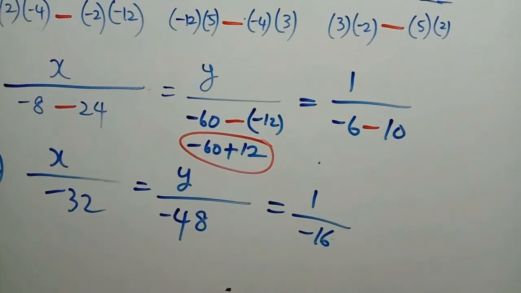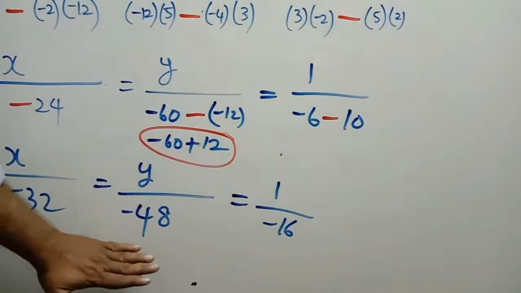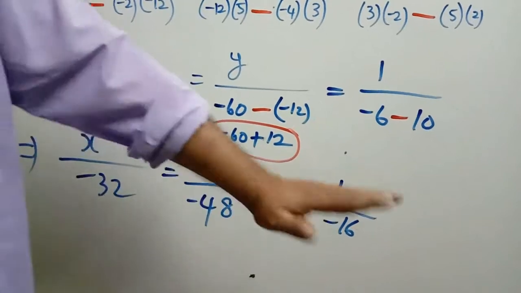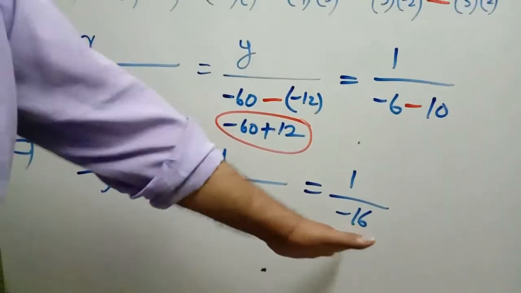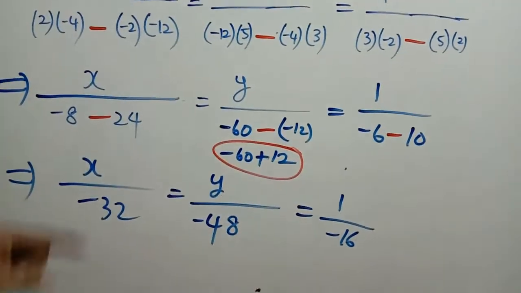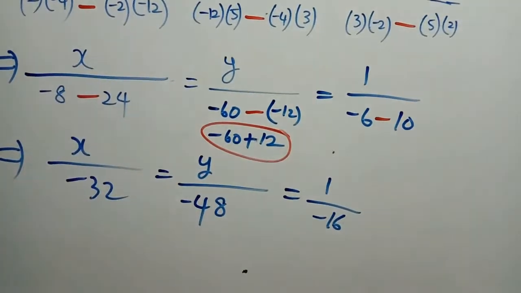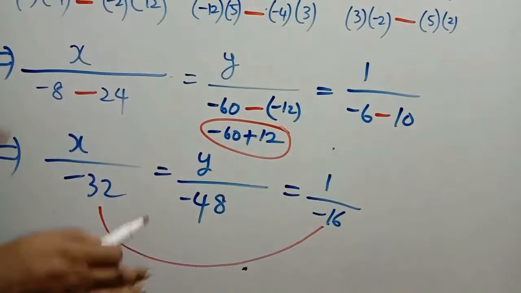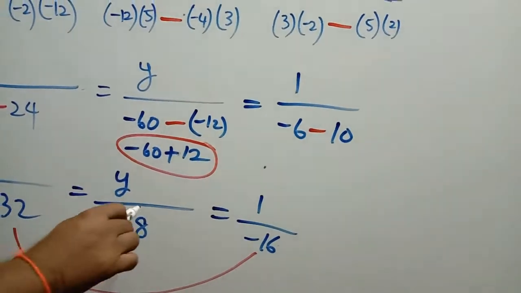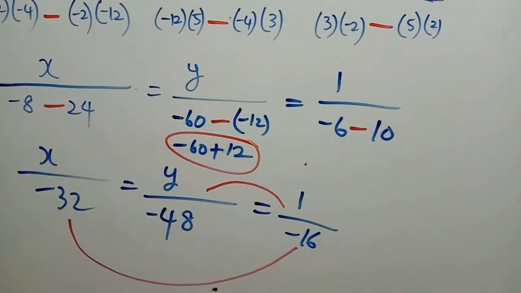Now what is that? You have to equate the first ratio, second ratio, third ratio. We can call it a ratio also, no? First ratio, second ratio, third ratio. First, you equate the first and third ratios, you will get the x value. Second, you equate the second and third ratios, you will get the y value. Now we'll do that one.